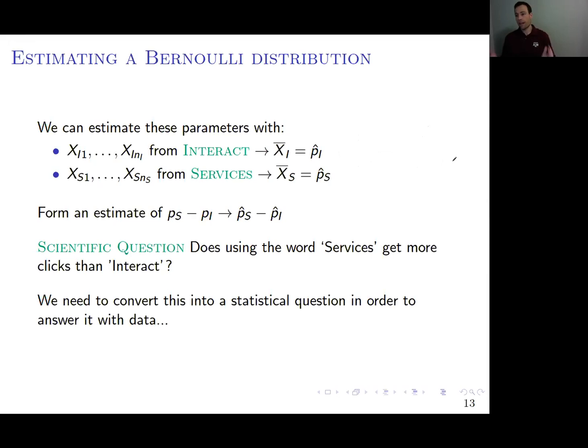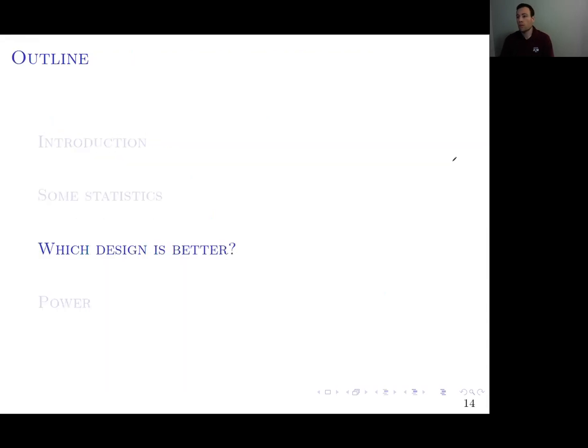The language of actually doing science is really a statistical question, because it all comes down to doing experiments, gathering data, and analyzing that data. So we need to somehow convert this qualitative scientific question into a statistical question. That's the order of the day right now. We need to phrase this scientific question as a statistical one in order to decide which design might be better. So that's where we're at here.